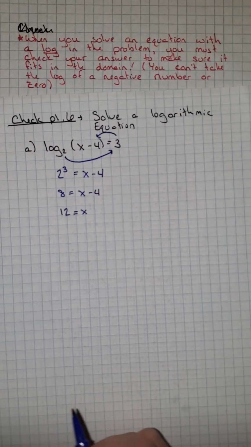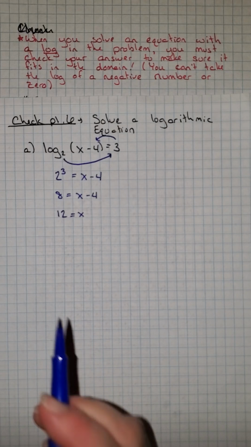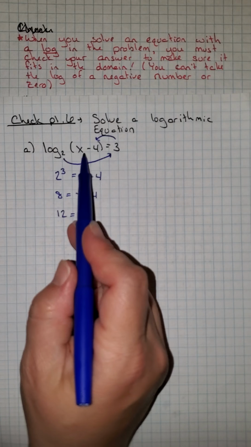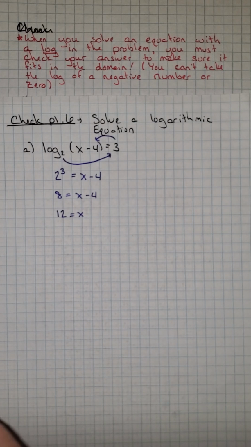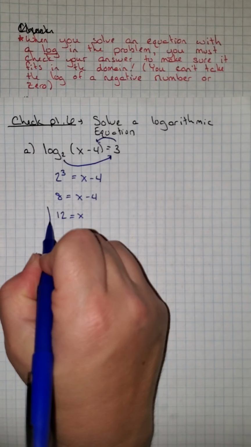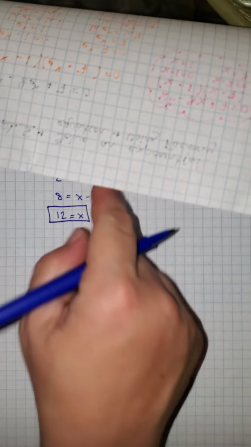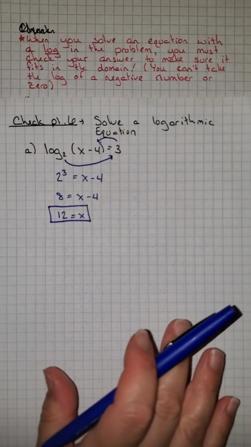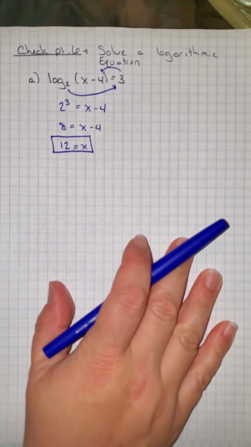And that's not enough, you gotta go check it. You don't have to actually check to make sure it works, although you could. But just looking at it, 12 minus 4, that's 8. 8 is okay because it is positive. So this fits into our domain. And also 2 to the third power is 8. So kind of reaffirms that that is our answer.